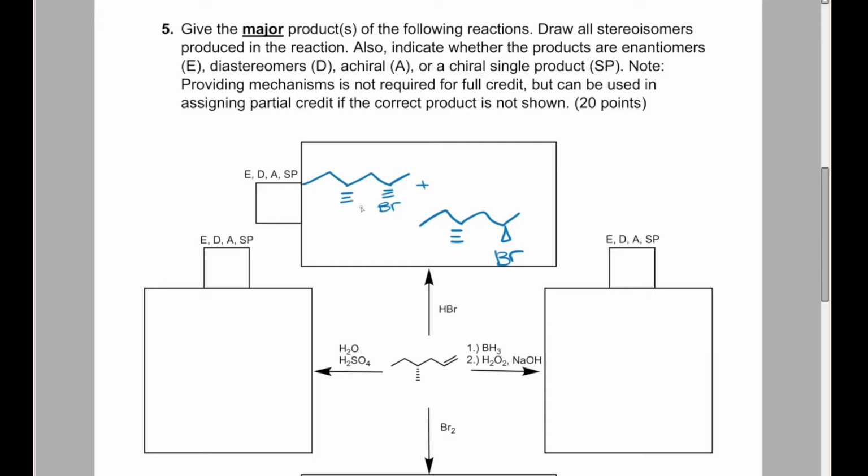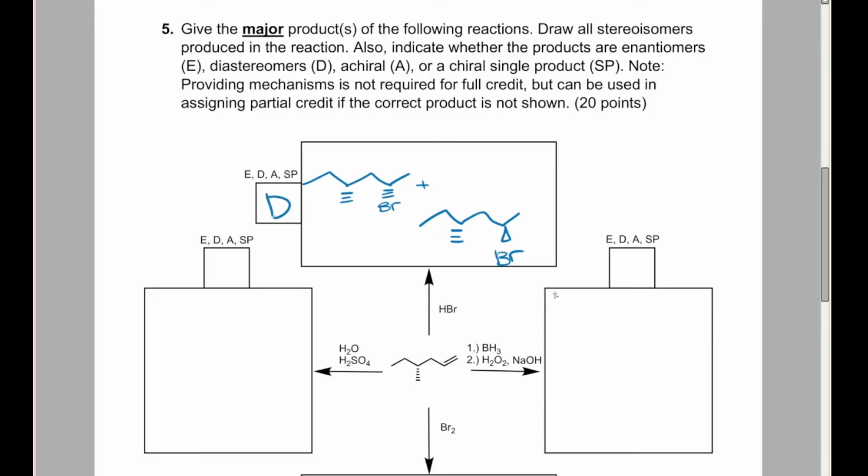And now we can determine whether it's an enantiomer product, diastereomers, achiral, or a chiral single product. In this case, these are diastereomers because the definition of a diastereomer is that not all of the stereochemistry is changed. So if these were enantiomers, these would both be dashes, and then these would both be wedges. But that's not the case. So these are diastereomers.